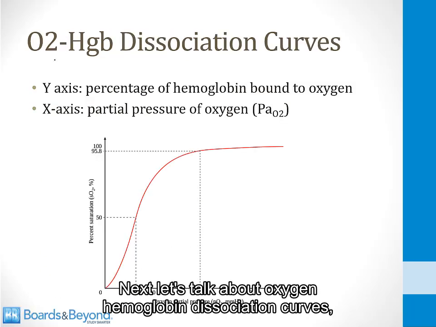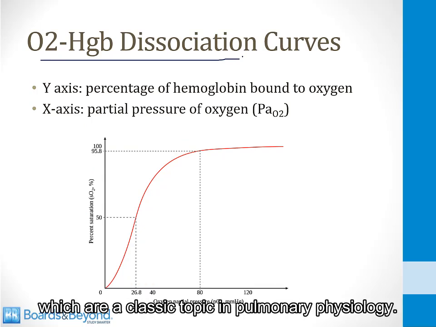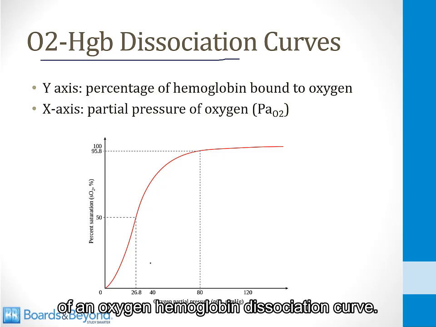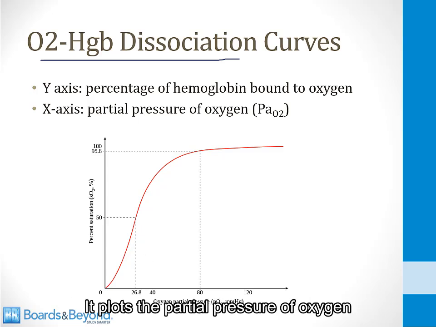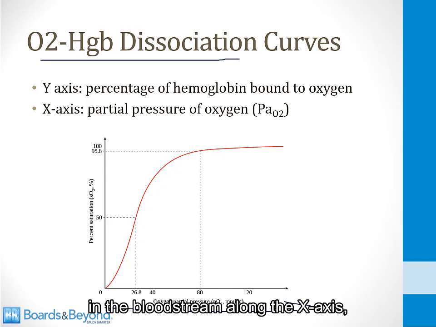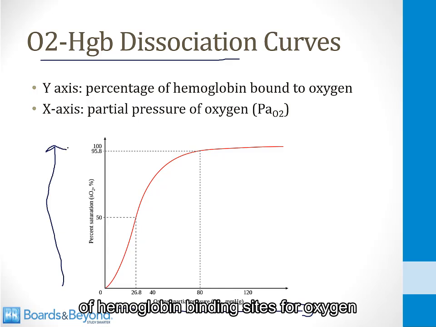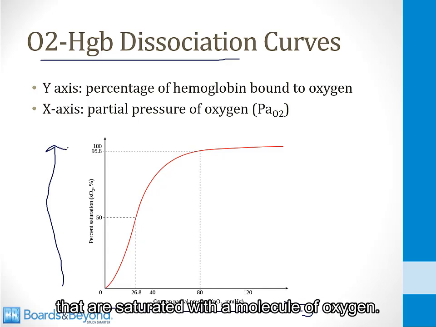Next, let's talk about oxygen-hemoglobin dissociation curves, which are a classic topic in pulmonary physiology. Shown on this slide is an example of an oxygen-hemoglobin dissociation curve. It plots the partial pressure of oxygen in the bloodstream along the x-axis, and along the y-axis is the percentage of hemoglobin binding sites for oxygen that are saturated with a molecule of oxygen.